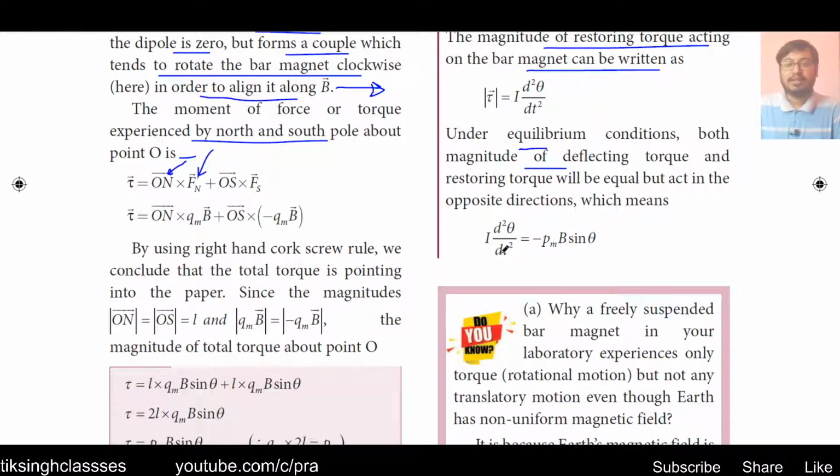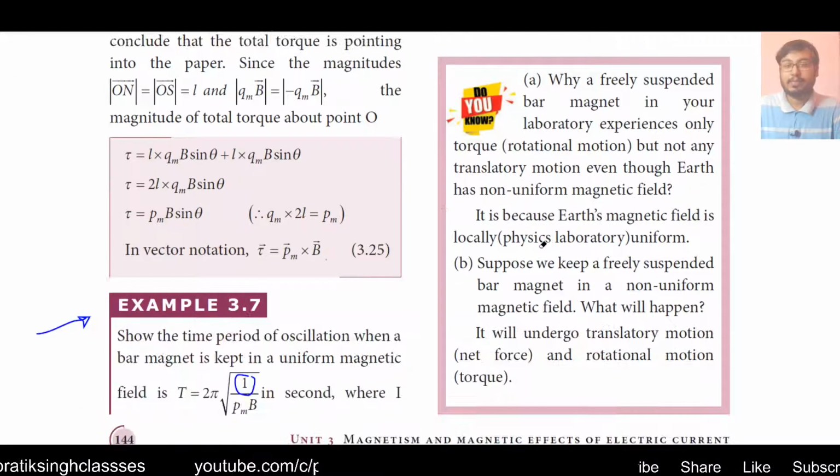So we can write I d2 theta by dt square is equal to minus Pm B sin theta. Why this minus? Because both will be in opposite directions. So this is all about the question, example 3.7.